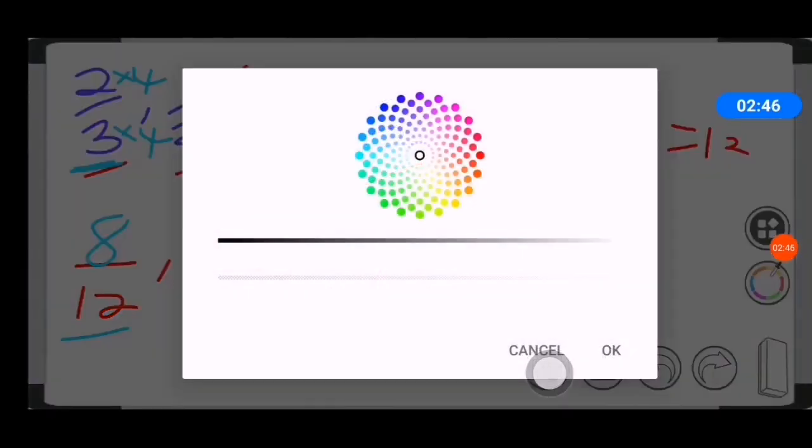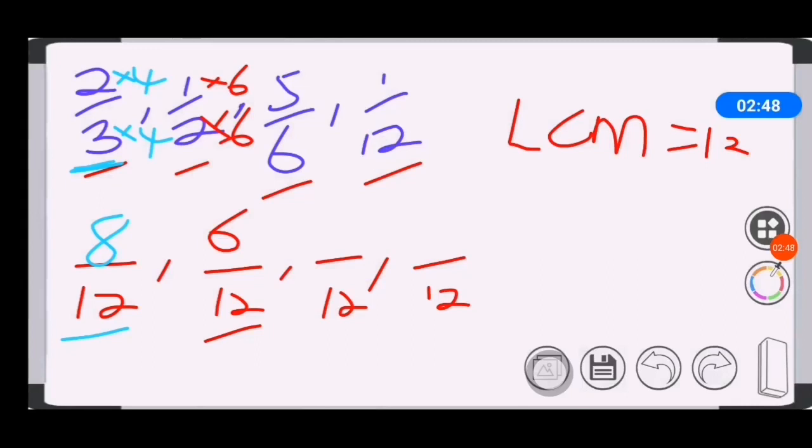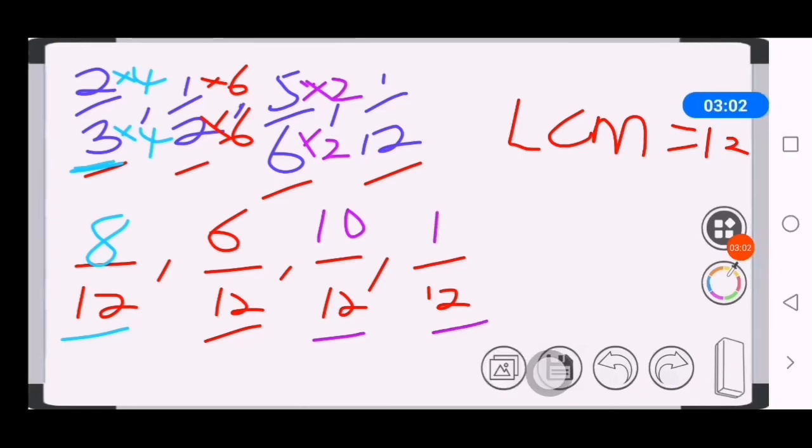Let's go on like that. 6 here times 2, times 2. So 6 times 2 is 12. Then 5 times 2 is 10. The last one is already 12, so we don't do anything. We just write the numerator 1.